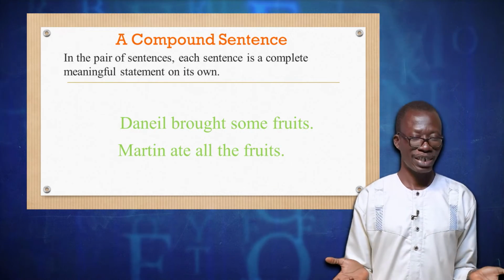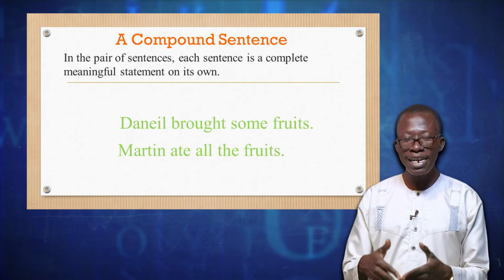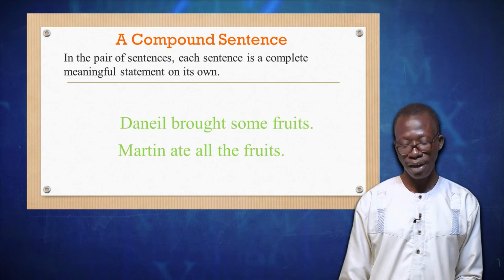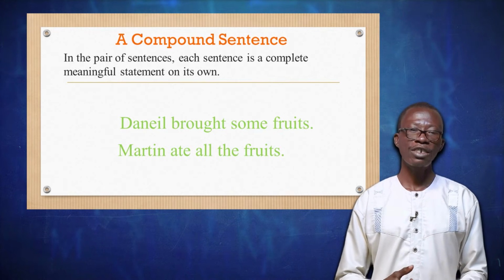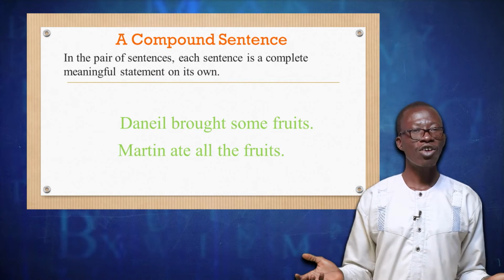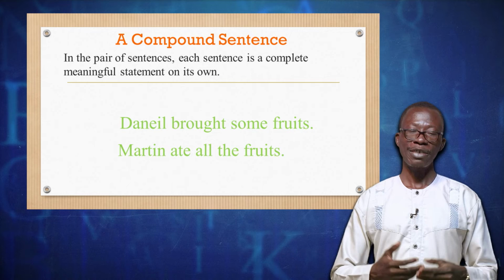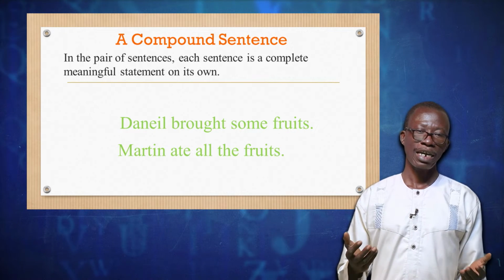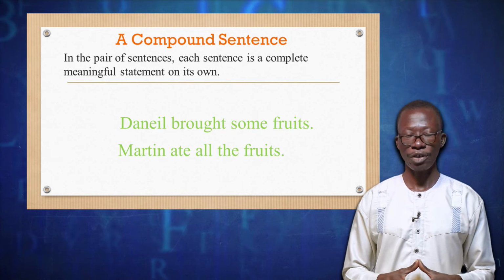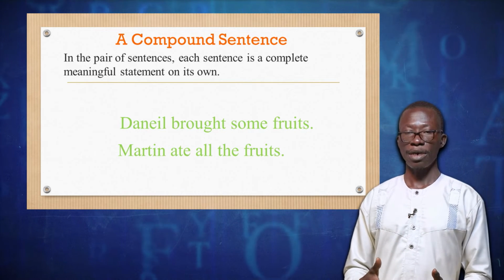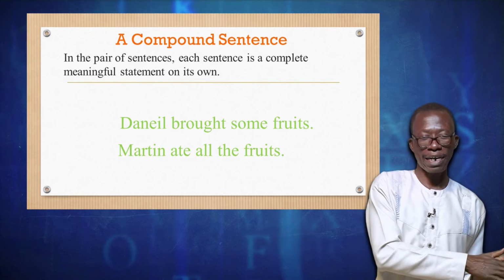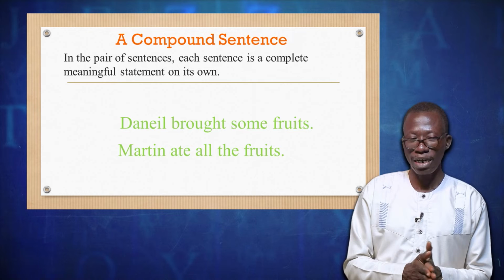Daniel brought some fruits. That statement doesn't need any information before the meaning comes out clear. Then Martin ate all the fruit. That's also clear. It tells us exactly what Martin did. So the speaker says this, and the one the speaker is addressing clearly understands what the statement is all about. You do not need any additional information to get the meaning. It doesn't depend on another information before the meaning comes out clear.